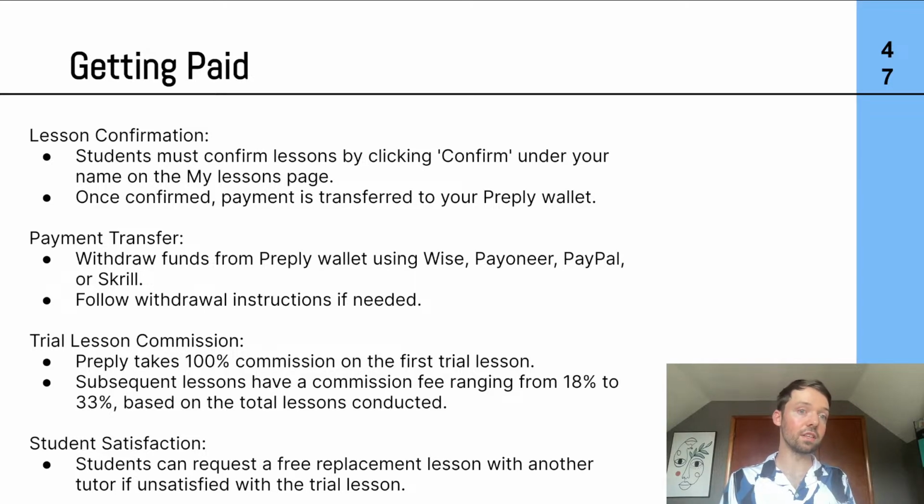Getting paid. Lesson confirmation: students must confirm lessons by clicking confirm under your name on the My Lessons page. Once confirmed, payment is transferred to your Preply wallet. Payment transfer: you can withdraw funds from your Preply wallet using Wise, Payoneer, PayPal, or Skrill. Follow the withdrawal instructions if needed.